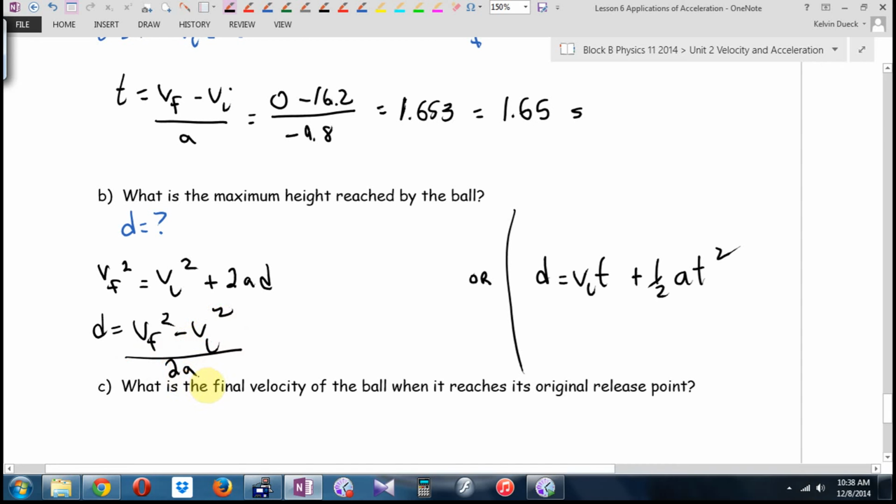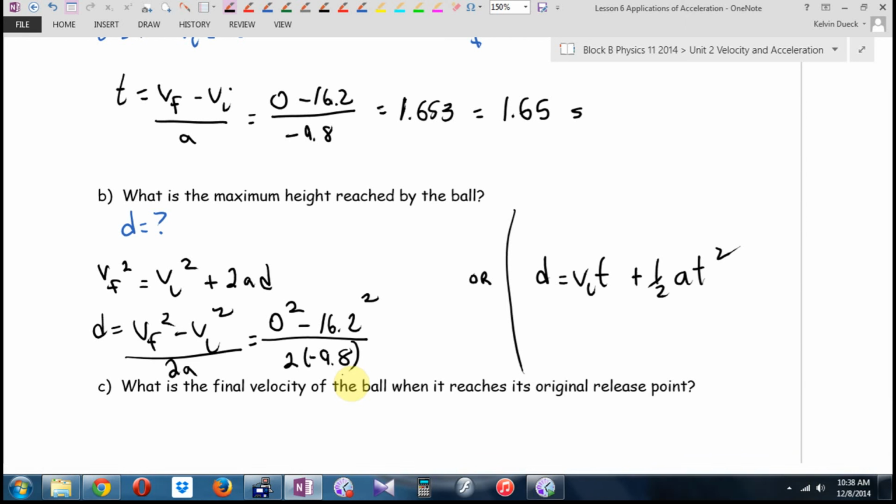Is that right? Yep. Plug and chug. VF, 0 squared minus VI 16.2 squared, all over 2 times negative 9.8. Is there more than one thing on the top? Brackets. Is there more than one thing in the bottom? Brackets. Again, I cannot emphasize enough.